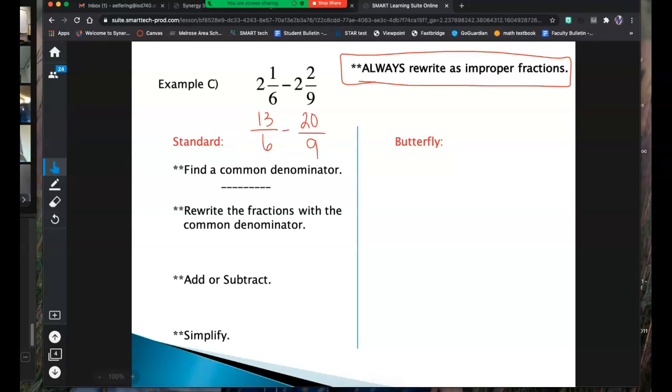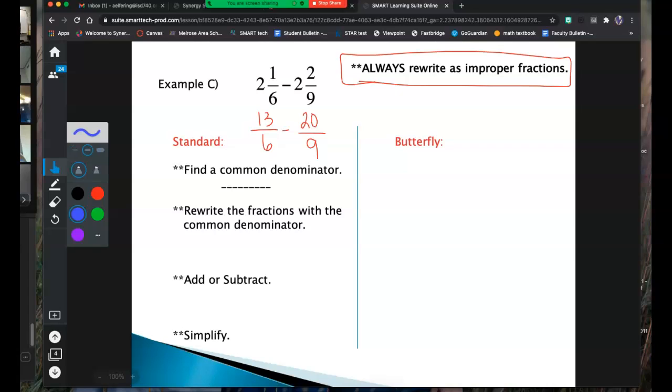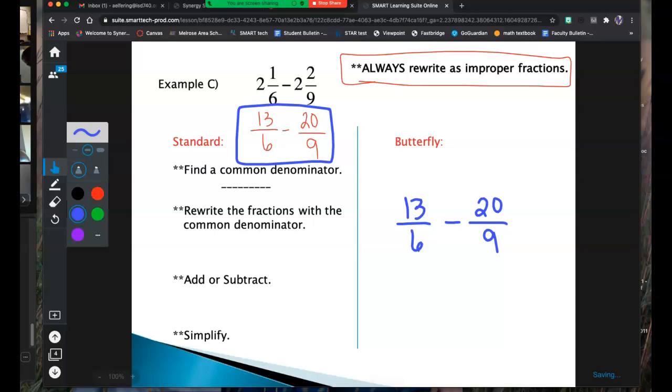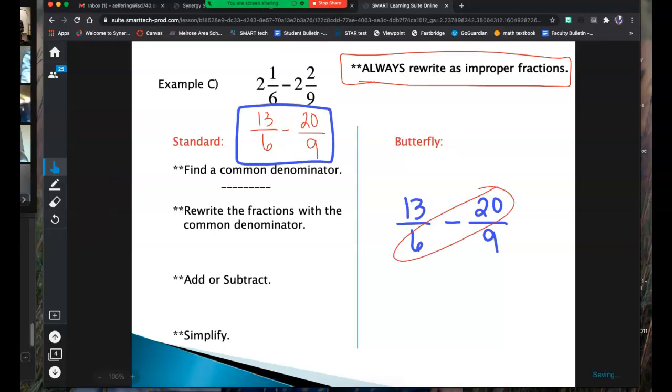Okay. So the butterfly method, I'm going to use that one. I'm going to take my improper fractions. So I have 13 over 6 minus 20 over 9. And then we're going to do that whole butterfly method. So I'm going to circle my diagonals. 6 times 20 is 120.